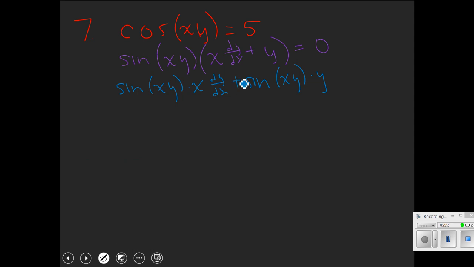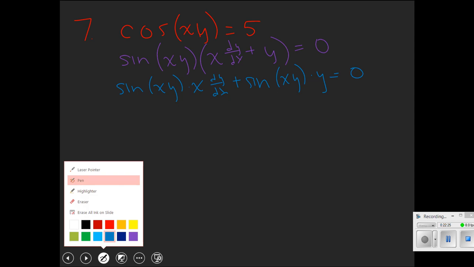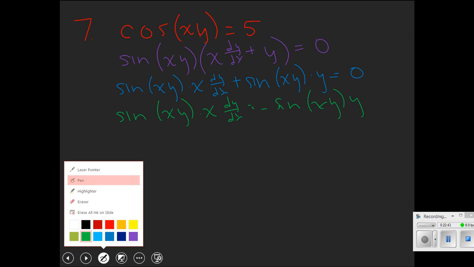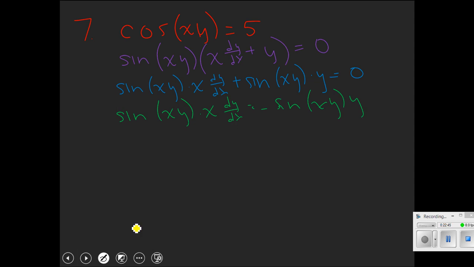Plus, okay, and that equals 0. I'm going to move that second term over so that we get the dy/dx part by itself. So sine xy times x dy/dx equals negative sine xy y.